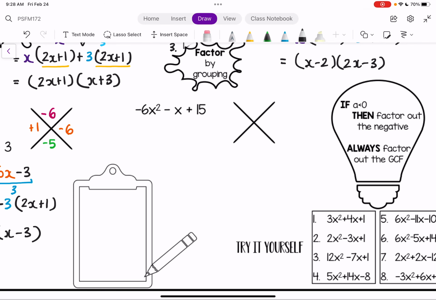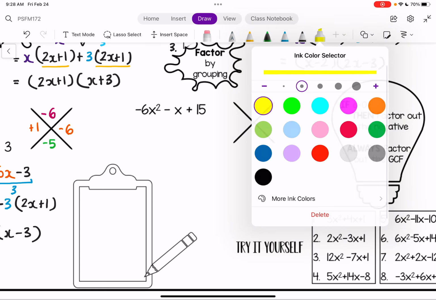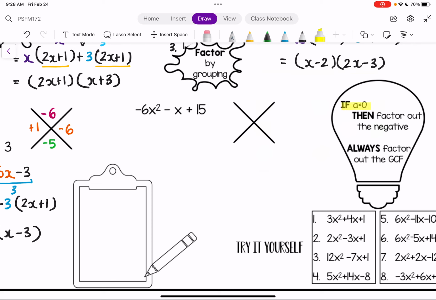And when we're looking at this example, we need to remember what we had to do in our previous notes when we had factoring a simple quadratic. If we have a negative in our first term, so remember when it's in standard form, if you have a negative in your first term, you must factor out that negative, right? So if a is less than 0, then we factor out the negative. And we always have to remember to factor out our highest common or greatest common factor.